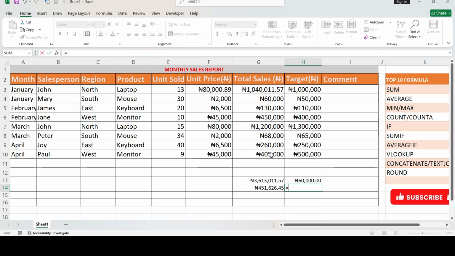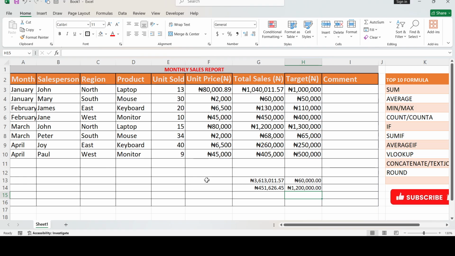Then now, let's check for the maximum amount that was sold. MAX, open bracket, the first one down to the last one. 1.2 million. If you check here, you will see that the highest is 1.2 million. So this is how to calculate the minimum and the maximum. Let's go to the counts.